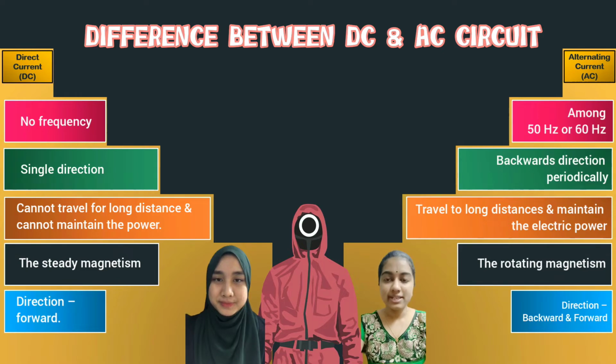It means the electrons initially move in one direction but then reverse themselves and move in the other direction. It's called backward and forward direction. Lastly, for the frequencies of both types of power, DC has 0 frequency, meaning no frequency at all. The frequency of alternating current depends on the country, but generally the frequency is 50 Hz or 60 Hz.